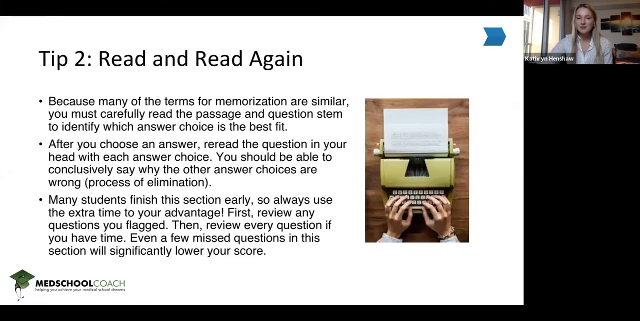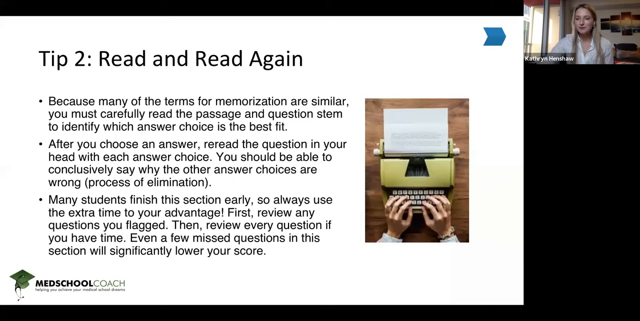All right, next, my tips about reading the passages and the questions. So many of my students will say, oh, I finished the psych-soc section in 30 minutes. And that's great and all, but you probably missed a lot of things. This is one of those sections where students get a lot of questions right. So even if you miss a few things due to not reading, it really sets you back. So you must carefully read the passage and the question stem to pick which answer is the best fit.